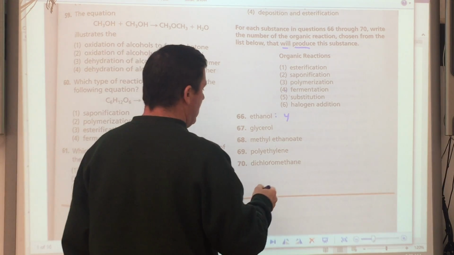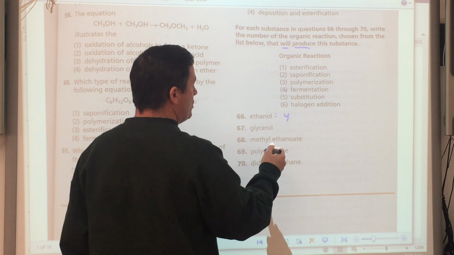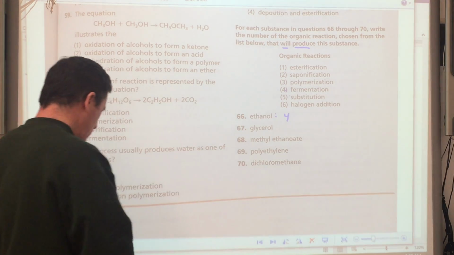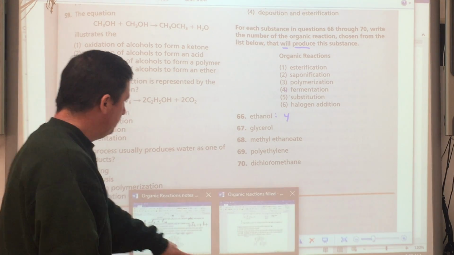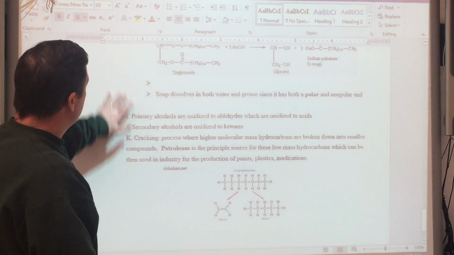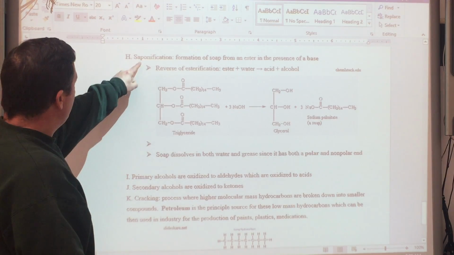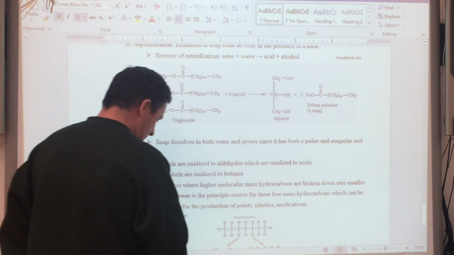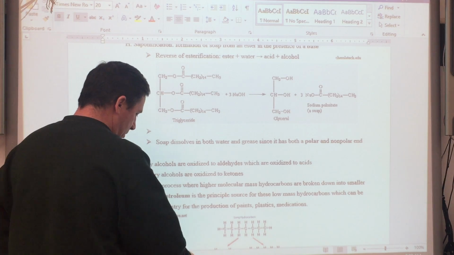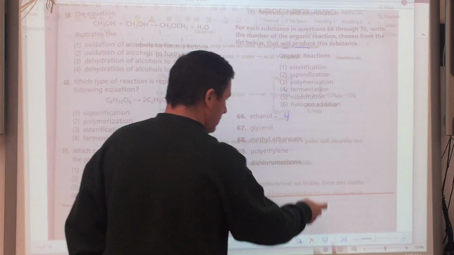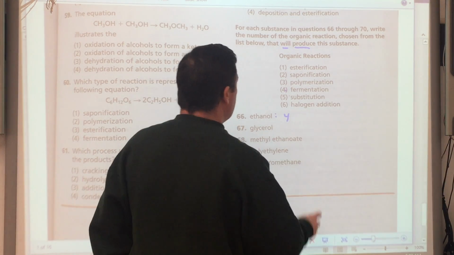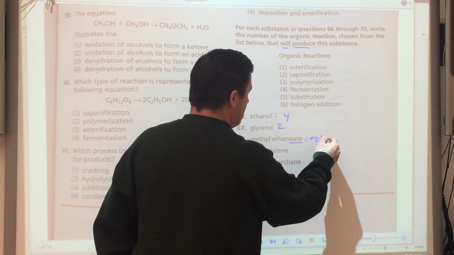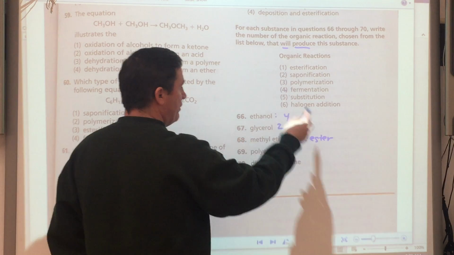Glycerol is something that is made through esterification. From saponification. Let's go back in the notes to check that. Here's saponification, the making of soap. Glycerol is actually one of the end products of that. And again, you would have to look that one up, which is okay. So that is saponification. And the -oate is an ester. That's how we name esters. So that's esterification.